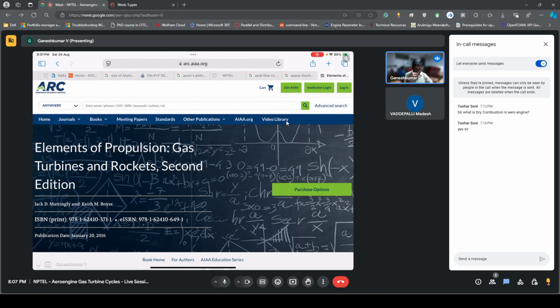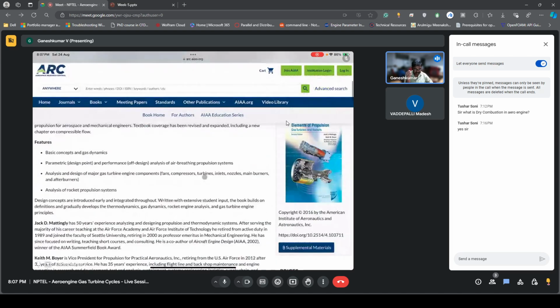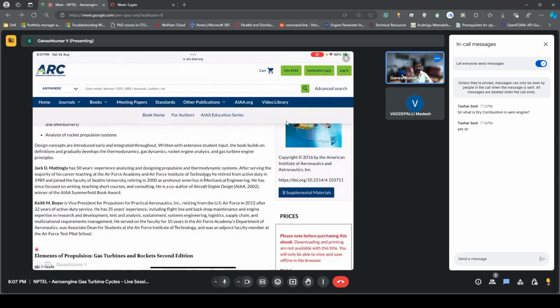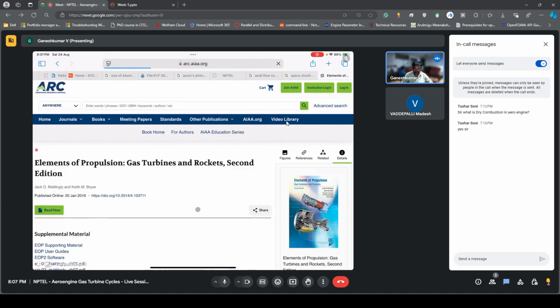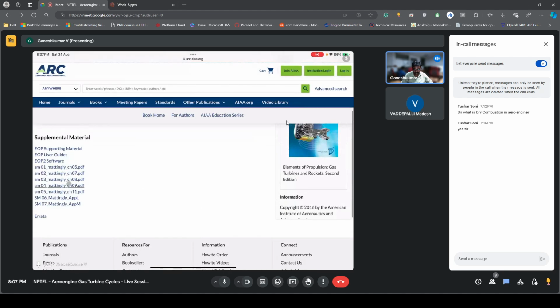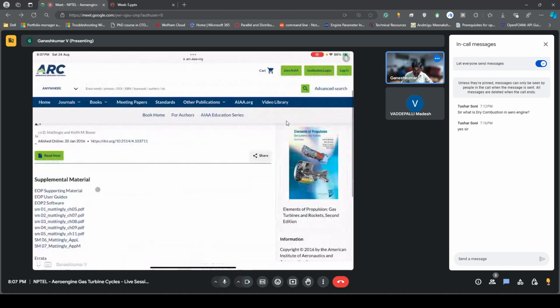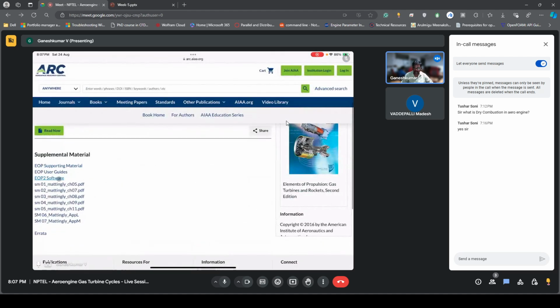But some you need to purchase. But for example, for this book you have the supplementary materials. This supplementary material is actually free to download from here. Here you can download the EPO2 software, right? This is what I was showing you.